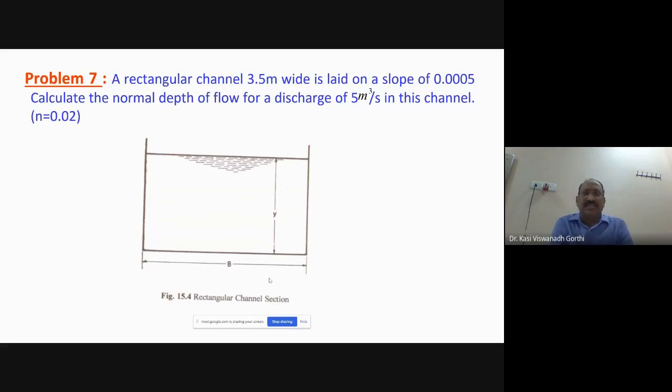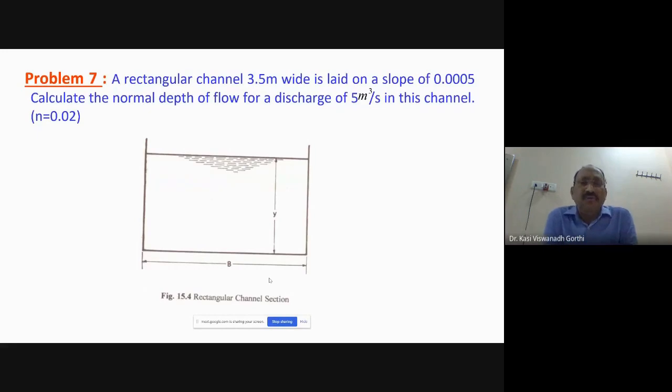We are introducing a term, normal depth of flow. Till now, we have been using only the term depth of flow. How do you define the depth of flow? Depth of flow is the depth measured from the free surface to the bottommost point of the channel section. Let it be a triangular section, rectangular section, or circular, whatever may be the shape, from the free surface to the bottommost point at a given section, that is called the depth of flow Y.